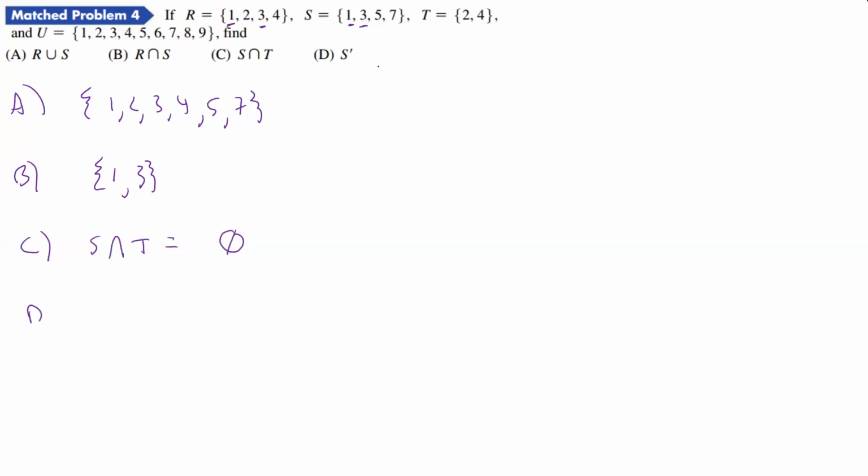And D asks for S prime, or the complement of S. Our universal set is 1, 2, 3, 4, 5, 6, 7, 8, 9. So it's everything that's not in S. It's not going to be 1, but it'll be a 2. It's not going to be 3, but it'll be a 4. Not going to be 5, but it'll be a 6. Not going to be a 7, but it'll be an 8. And it also will be a 9. So we have 2, 4, 6, 8, and 9. That's not in S, but it's in our universal set. All right, let's stop there and we'll come back for some more.